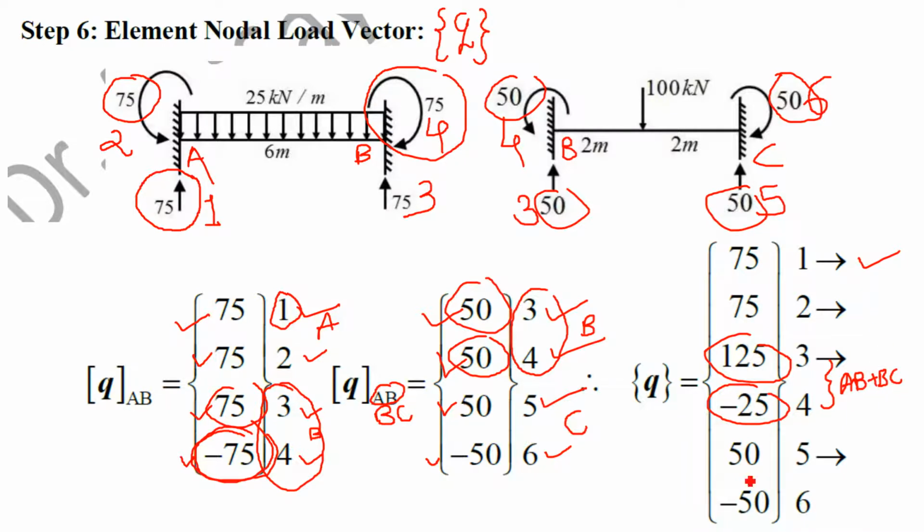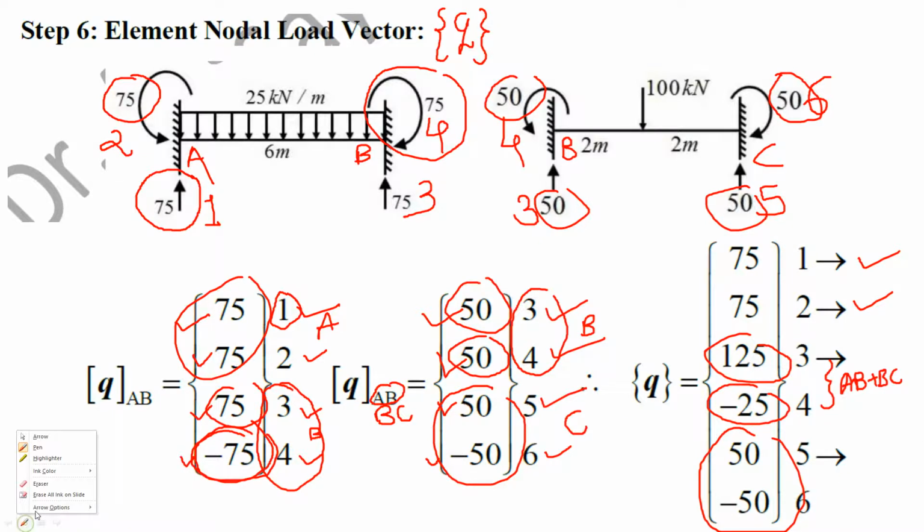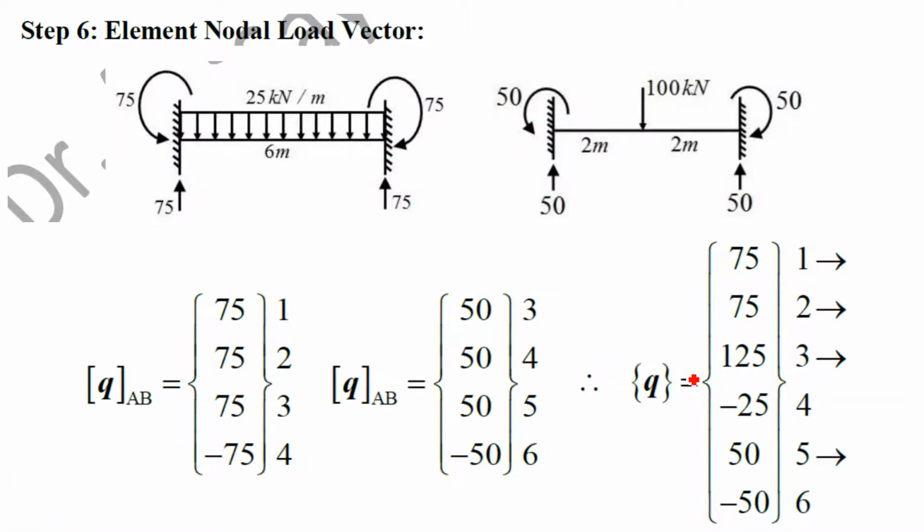Rest 1 2 and 5 6 are not common in the two, so they are separate. 1 2 is 75 75 from first element nodal load vector, and 5 6 are from second Q of BC, that is 50 minus 50. So this is the final global element nodal load vector. Of course we are interested in only non-zero kinematic unknowns, and those are 4 and 6. So the other 1 2 3 and 5 are 0, and that's why those are eliminated from this.